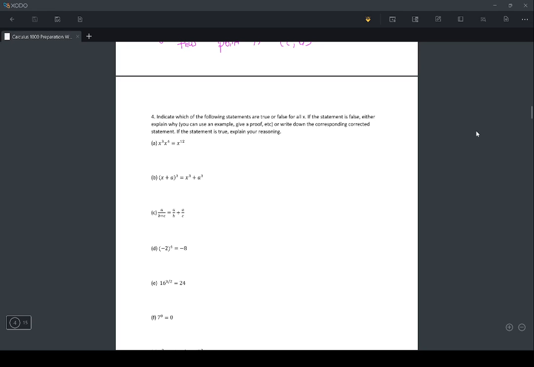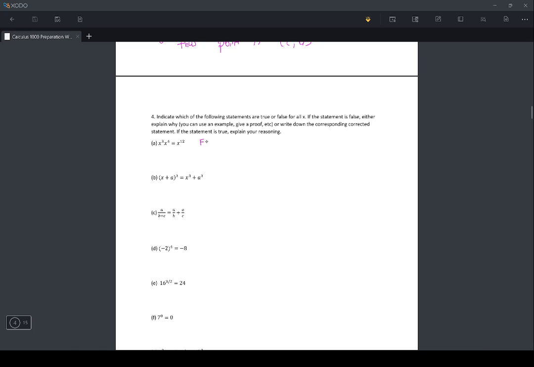All right. Question 4 is asking whether the statements given are true or false. And if they're false, correct them or explain why. And if they're true, give an explanation as well. So part A makes the claim that x to the 3 times x to the 4 is equal to 12.